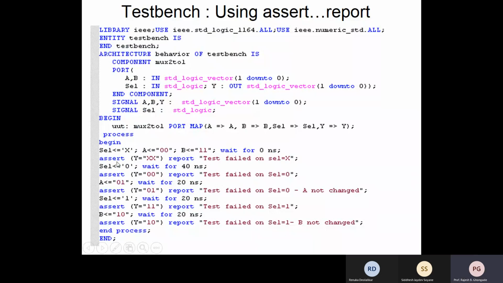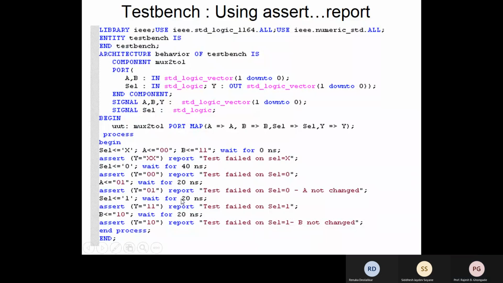Just make sure you understand this statement properly. Assert y equal to xx report. If this condition after assert is false, then it will report, or it will print something after that. This is the concept that you have to understand. And you can give a lot of indications. What has gone wrong? Okay, something has gone wrong, but what has gone wrong?